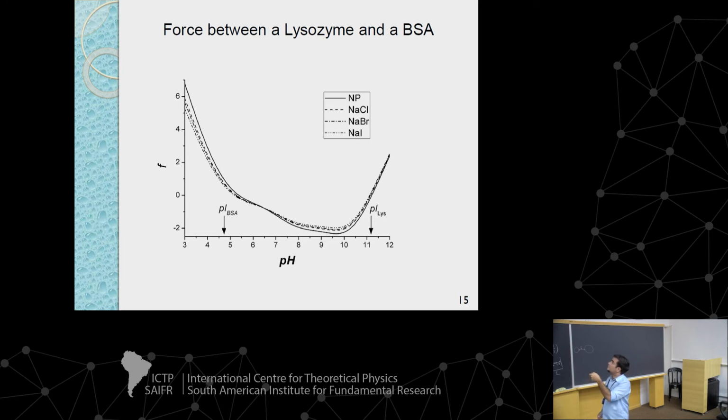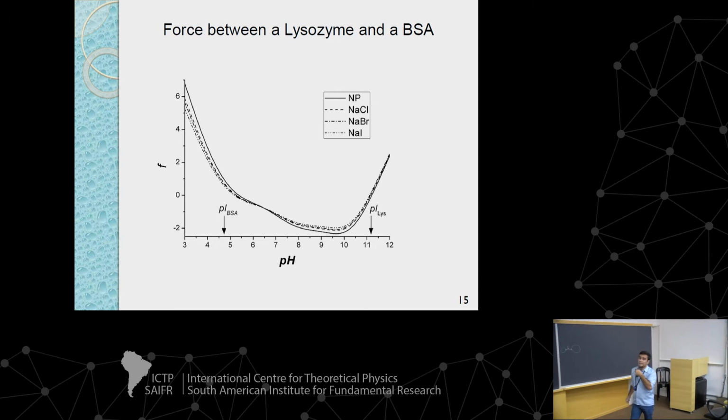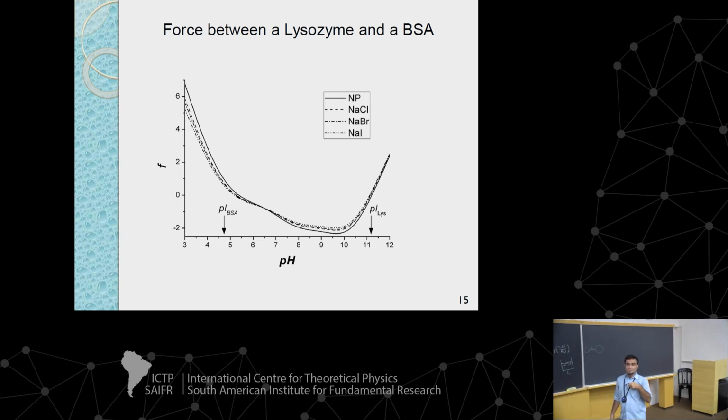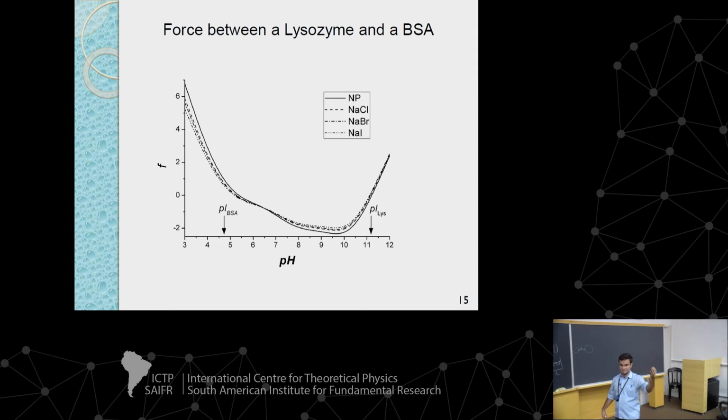So what we have here is sodium chloride, sodium bromide, sodium iodide. This NP corresponds to non-polarizable ion, so it would be the ion of the classical Poisson-Boltzmann equation that has no polarizability. And we can see that we have different curves for those different salts.